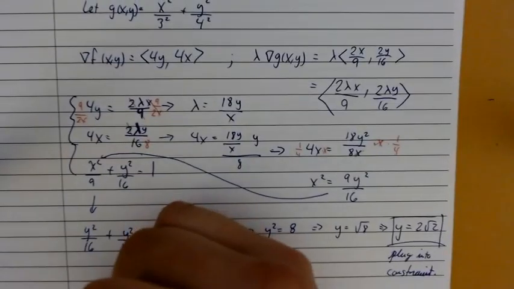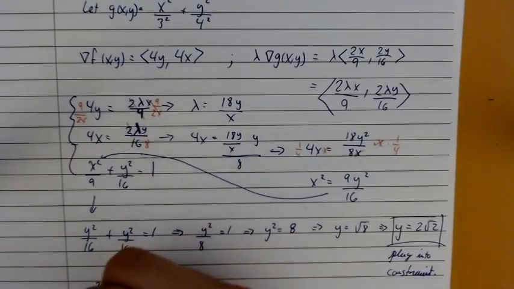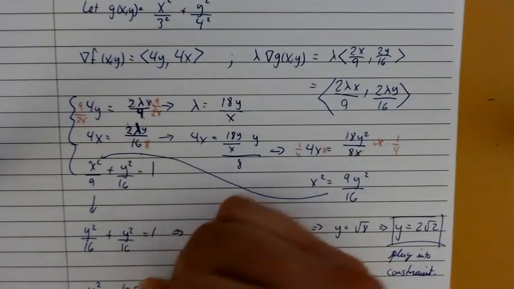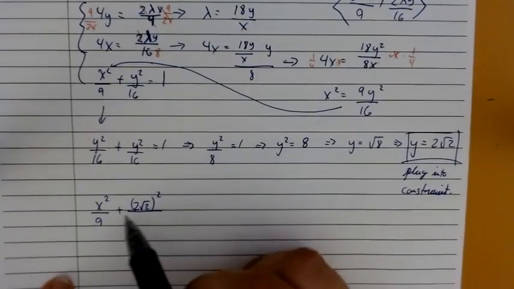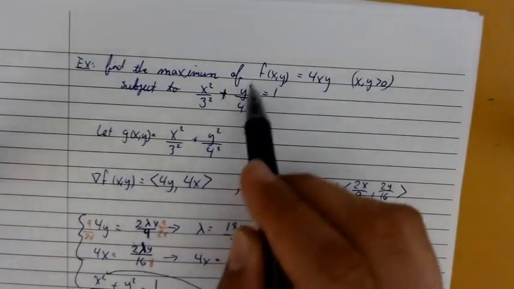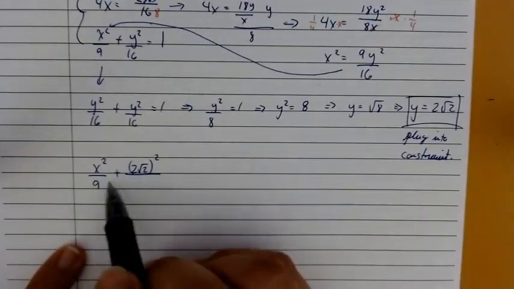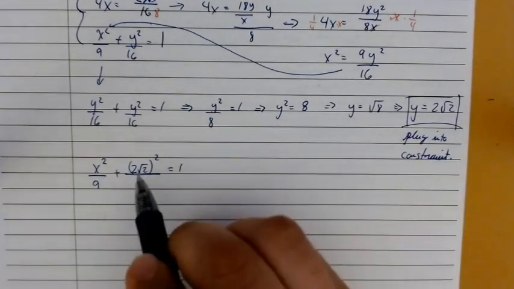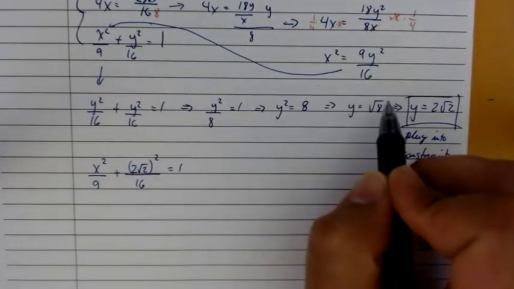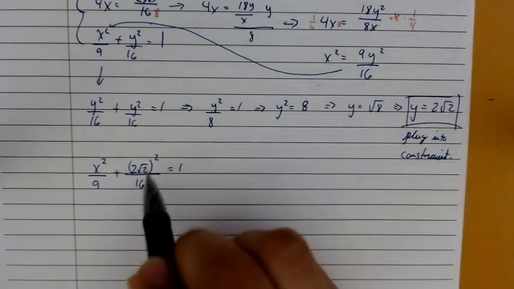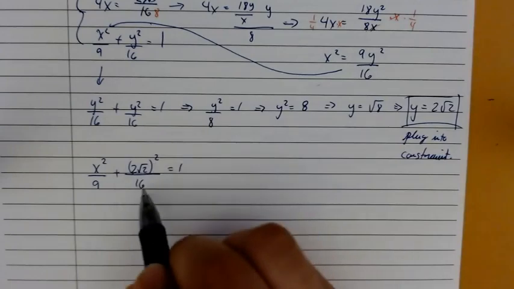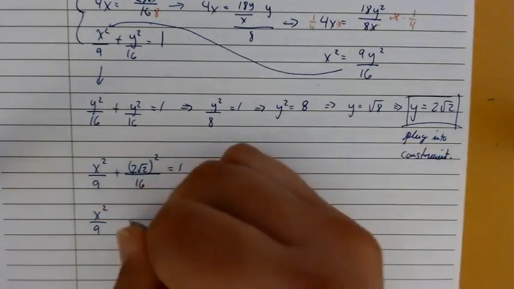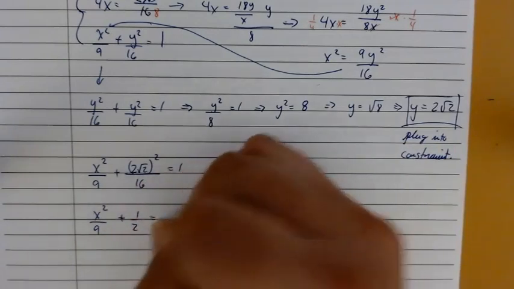That's going to give me x squared over 9 plus y squared over, so I'm taking my constraint, x squared over 9 plus y squared over 16. X squared over 9 plus, that's my y, squared over 16 equals 1. If you square 2 root 2, that's the same as squaring the square root of 8. That's just the number 8. And if I take 8 divided by 16, that'll give me 1/2. So x squared over 9 plus 1/2 equals 1.